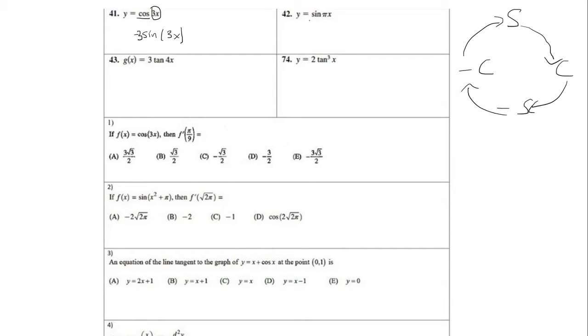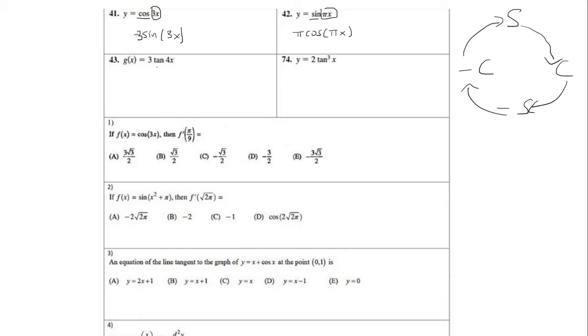Next one, we have y equals sine 5x. So the derivative of sine is cosine. First take the derivative of sine, which is cosine. Keep the inside the same. And then you want to multiply by the derivative of the inside. Inside being pi x, so the derivative of that is just pi.